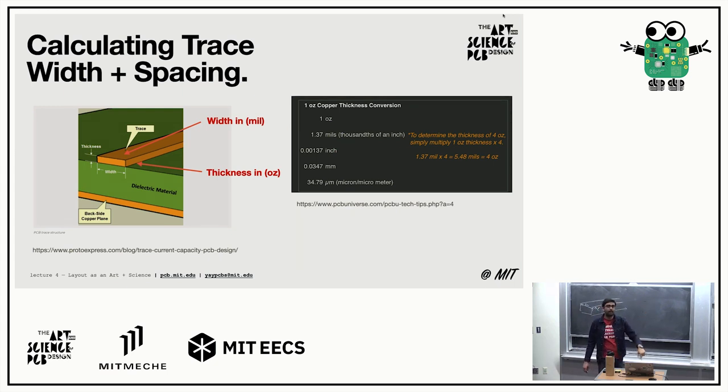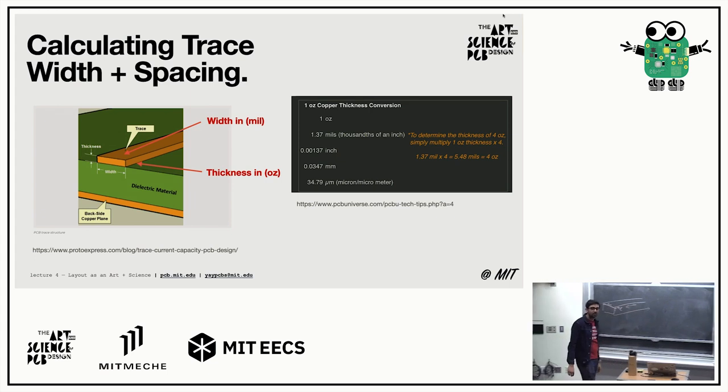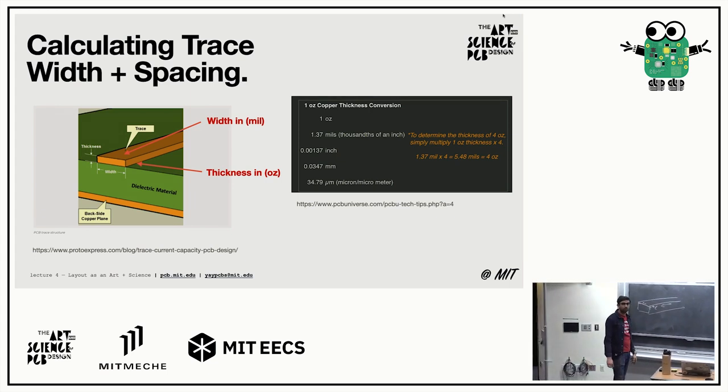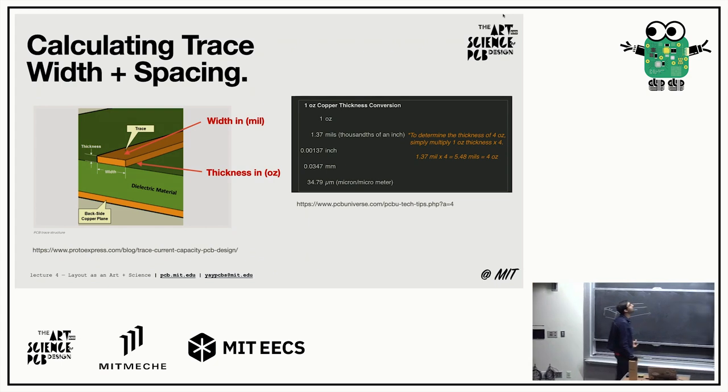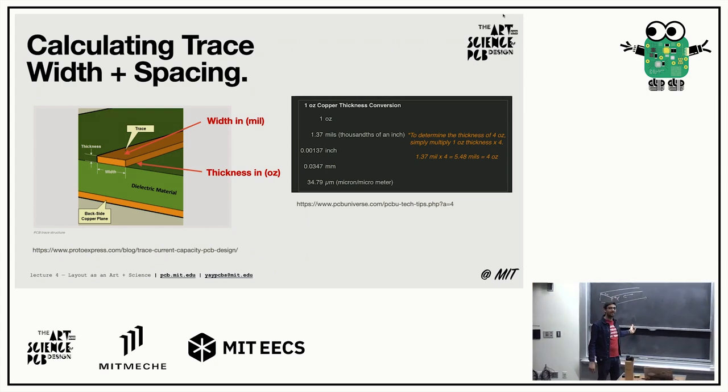Yeah. I think the ounce thing comes from the weight per square foot of copper, like the thickness to get 1 ounce of weight. Oh. Okay. That makes sense. So that's where it comes from. But why they decide to do that as the unit, I don't know.